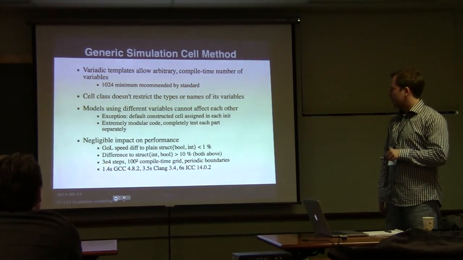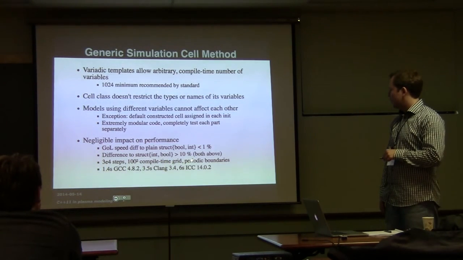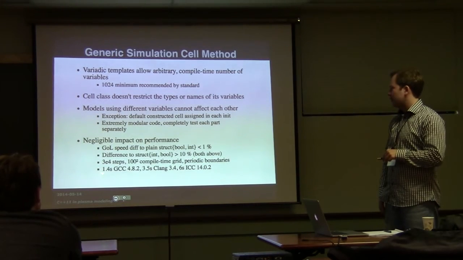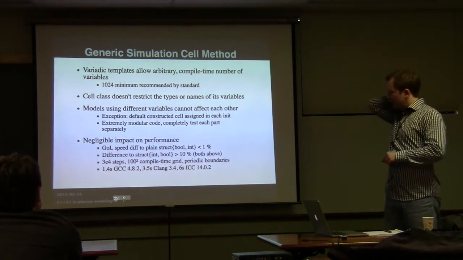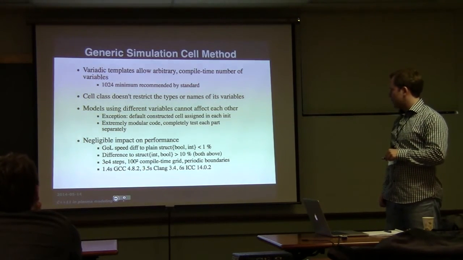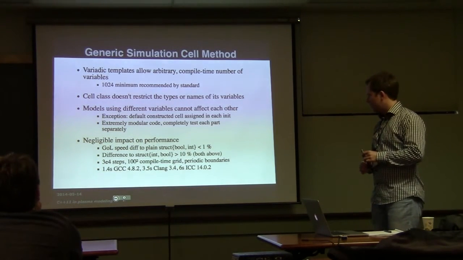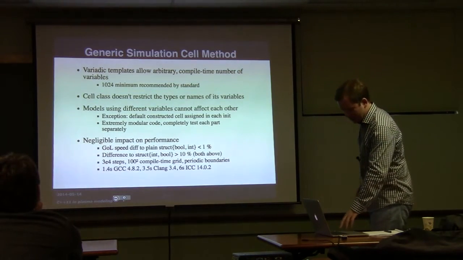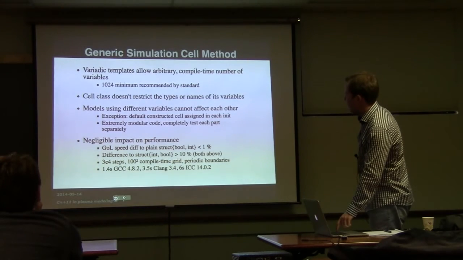So the specific test was 30,000 steps on a 10,000 compile time grid with periodic boundaries. The runtime with the faster version was like 1.4 seconds. And then with other compilers, it was surprisingly much larger. With Clang, it was over 3 seconds. And with Intel compiler, it was like 6 seconds. Which I don't understand. But usually I use GCC anyway, so not a problem.